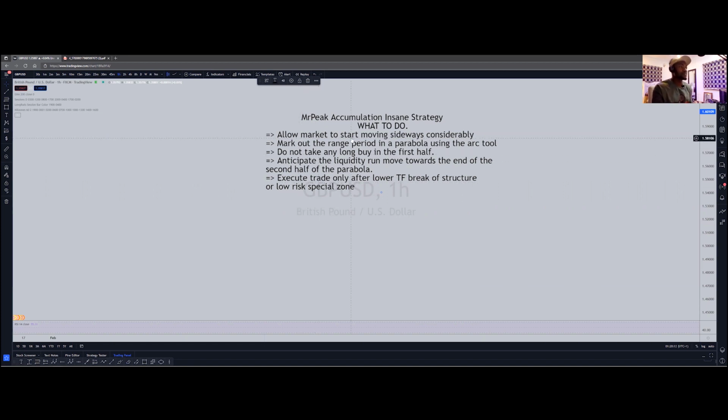So allow market to start moving sideways considerably, that's one. Mark out the range period in a parabola using the arc tool, that's two. Do not take any long buy in the first half, that's three. Anticipate the liquidity run move towards the end of the second half of the parabola, that's four. Then execute trade only after lower time frame break of structure or low risk special zone. Now this is what I mean.